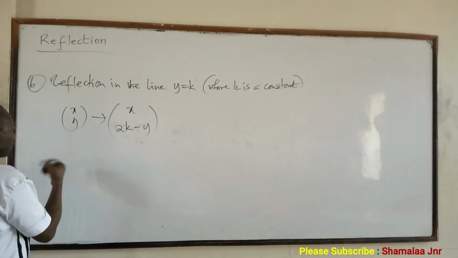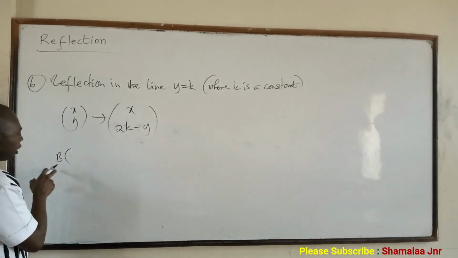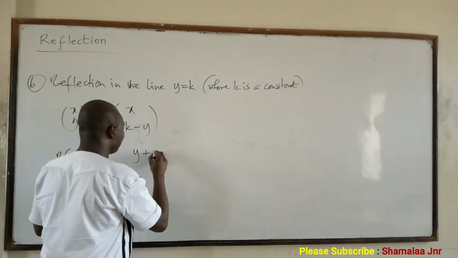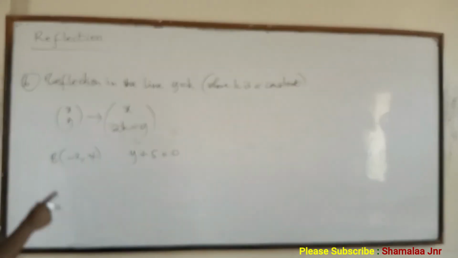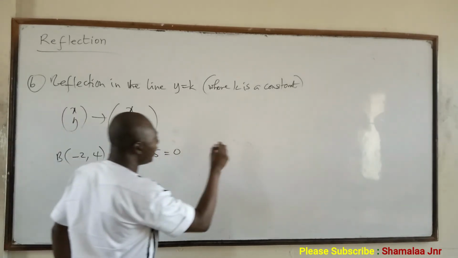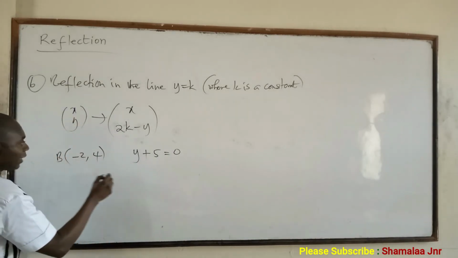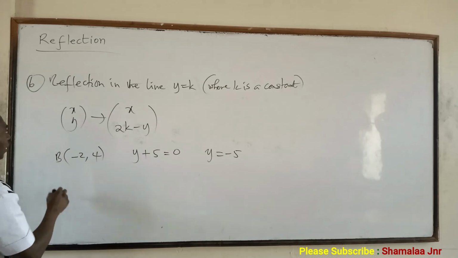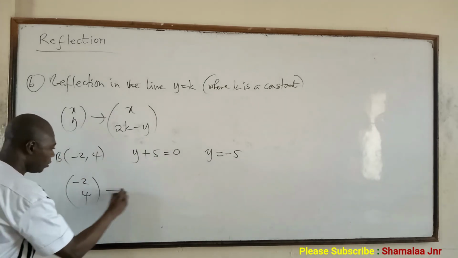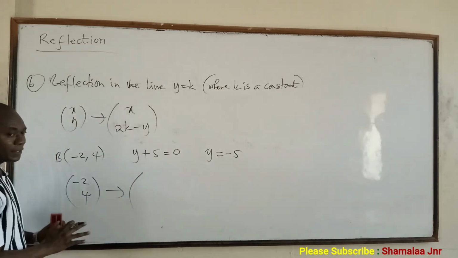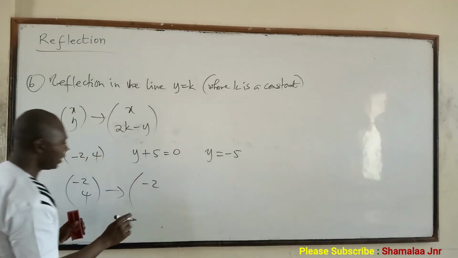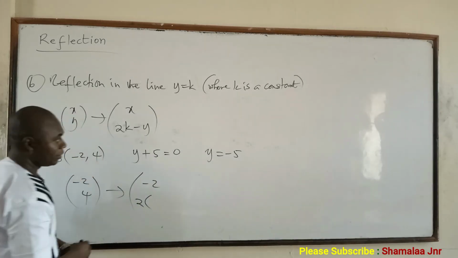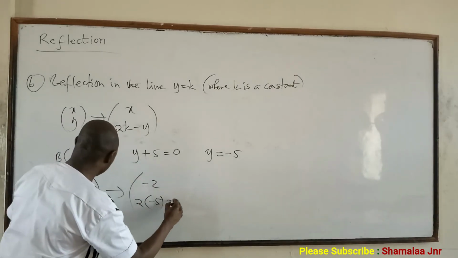So, for example, let's look at an example. We can give you an object. You can say find the image of the point, maybe (-2, 4), under a reflection in the line y plus 5 is equal to 0. Yes, look at how I've written the question. Now y plus 5 equal to 0 is the same as, when you are solving it, y is equal to what? Negative 5. So it means that k is negative 5. Yes, so if you are using the formula, then I'm going to have (-2, 4), and we'll have this image. According to the formula, x should remain unchanged. So negative 2, I should just maintain you, I should not touch you. And then 2 times k, you see it? And k is negative 5, minus y, which is 4.